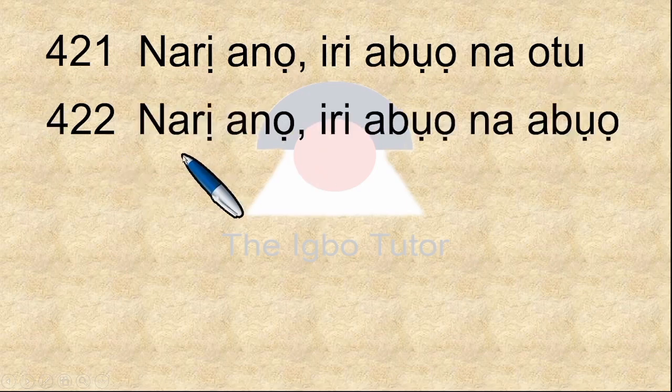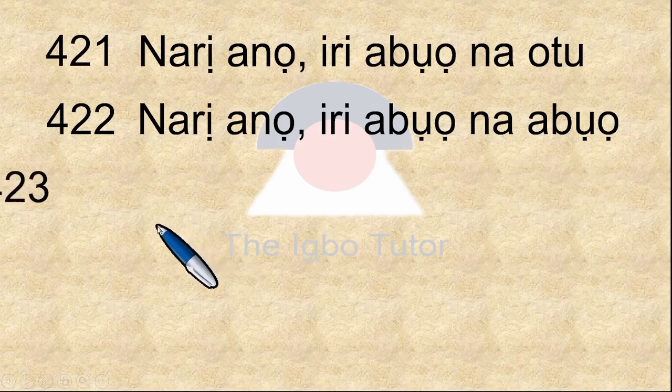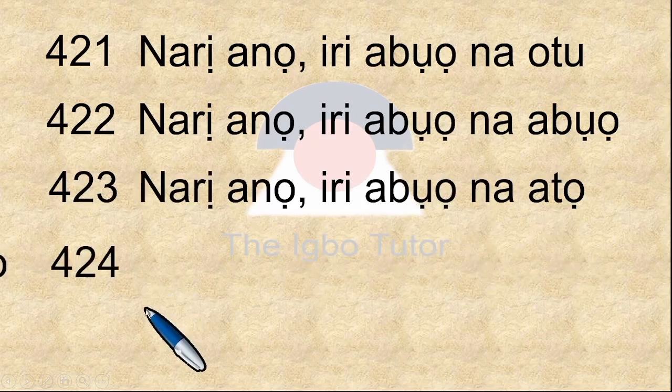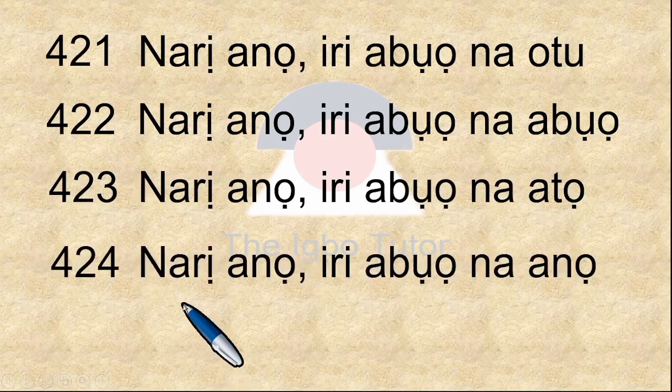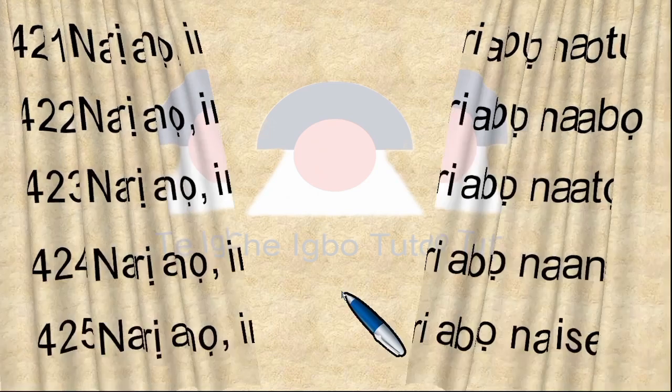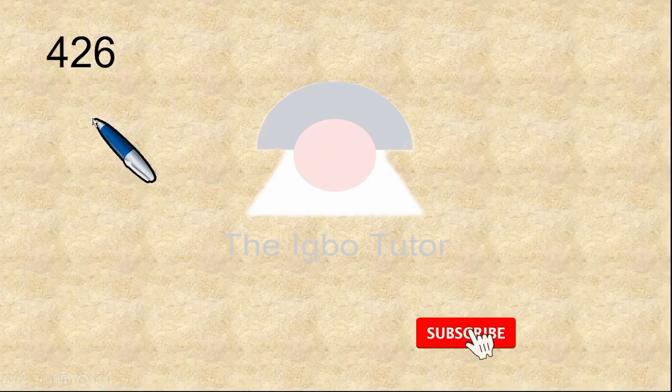422 is nari ano iri abuo na abuo. 423 is nari ano iri abuo na ato. 424 nari ano iri abuo na ano. 425 nari ano iri abuo na ise. We are still going in the series of 20.